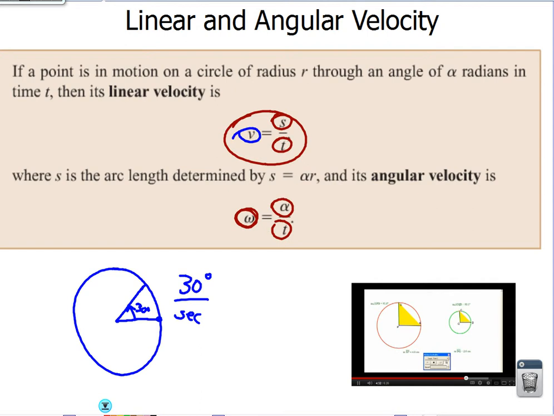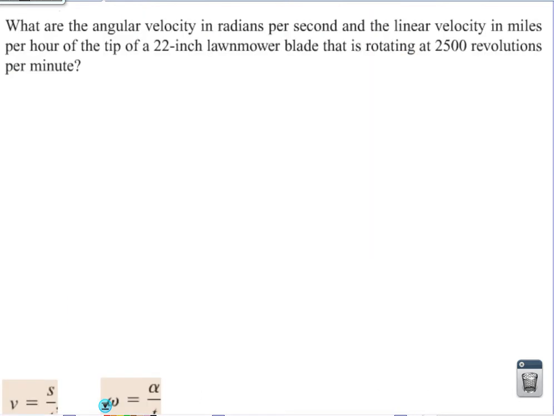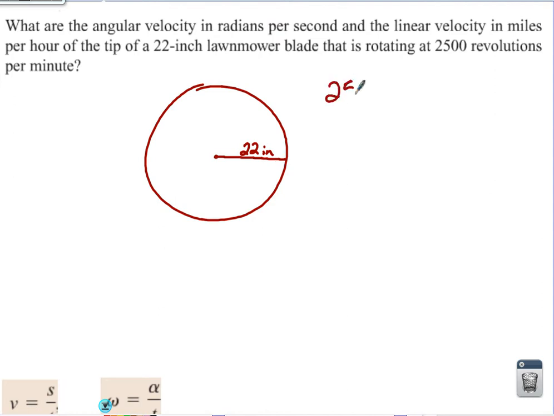So let's work a couple of problems, then we'll stop for the day. What are the angular velocity in radians per second and the linear velocity in miles per hour of the tip of a 22-inch lawnmower blade? There's your blade. It's 22 inches, rotating at 2,500 RPMs.